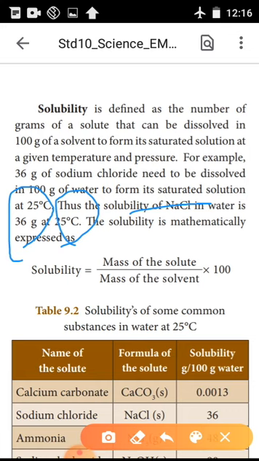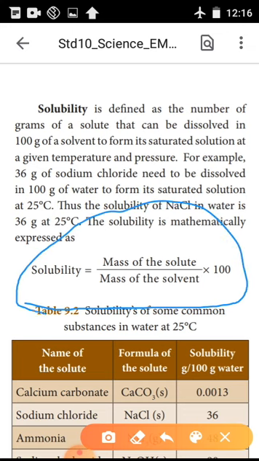Then how can we calculate the solubility of solute? See the formula. The solubility is equal to mass of solute divided by mass of solvent into 100. Mass of solute divided by mass of solvent into 100. This is the solubility formula. Dear students, kindly note it.